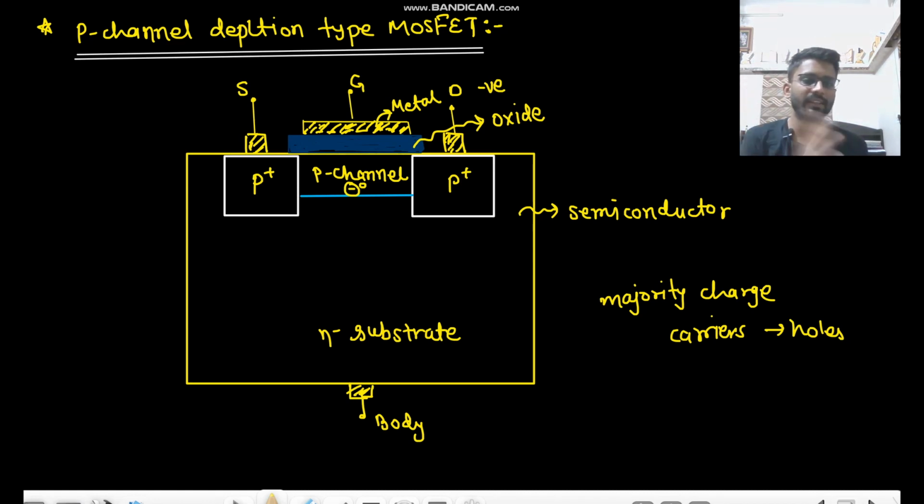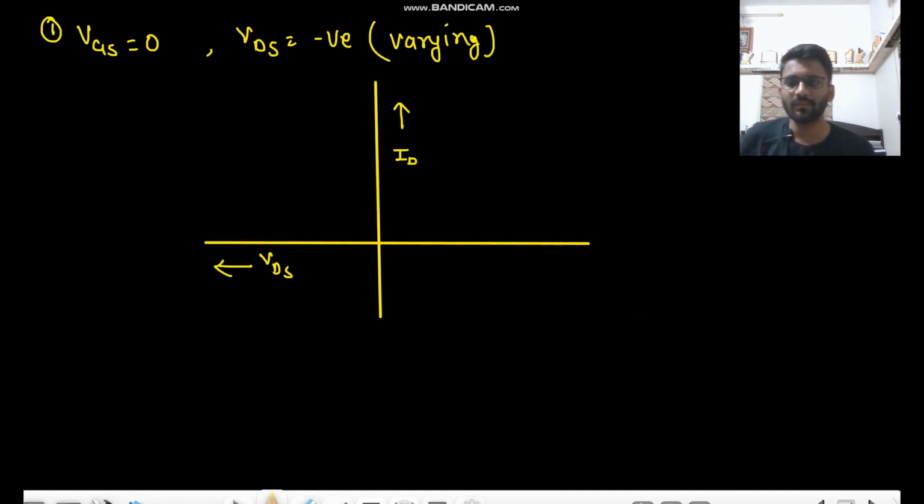First we will apply VDS negative and put VGS as 0 and see the analysis. Then we will apply VDS always negative, and then we will see VGS to be positive and VGS to be negative. Just as the previous analysis, nothing different. So in just a 20 or 25 minute video, we will cover everything about the P channel depletion type MOSFET.